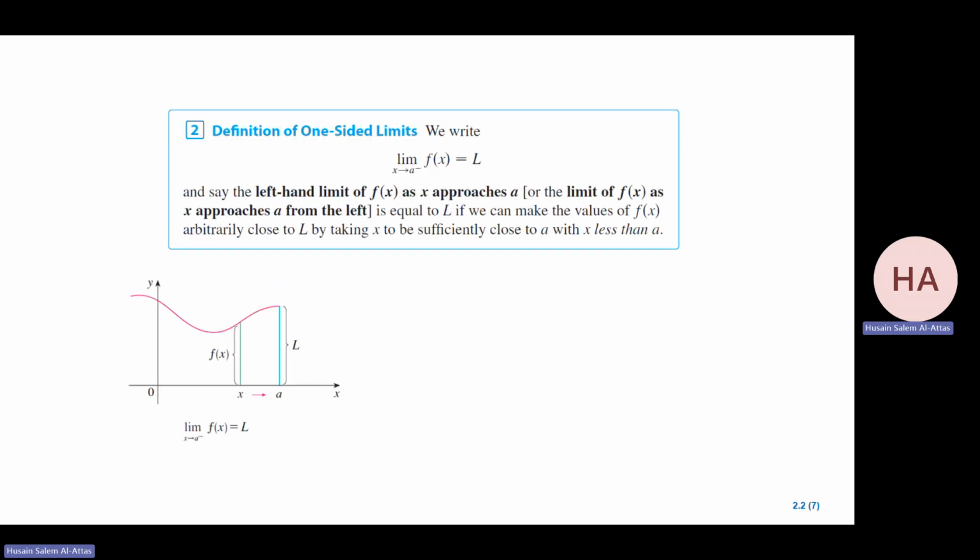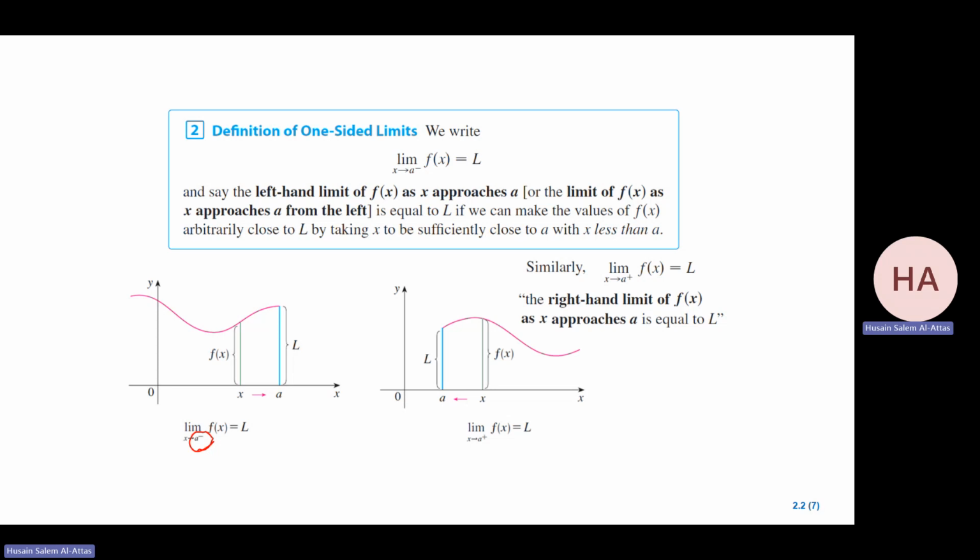Also, we define what's called the limit from the left and the limit from the right. The same idea, but now I'll check the behavior of the function as I'm approaching a from the left. They call it a minus. I want to see what the function will approach. In this case, it will approach L as I'm going to a from the left. This is the right side: x goes to a from the right. So we say as x approaches a from the right, the function is going to L.